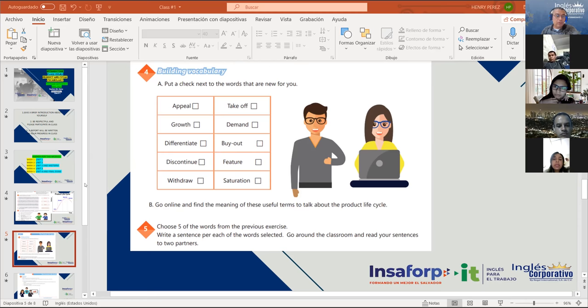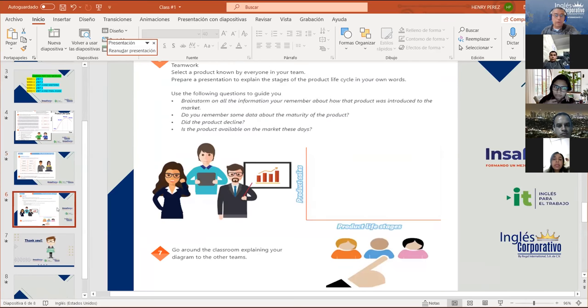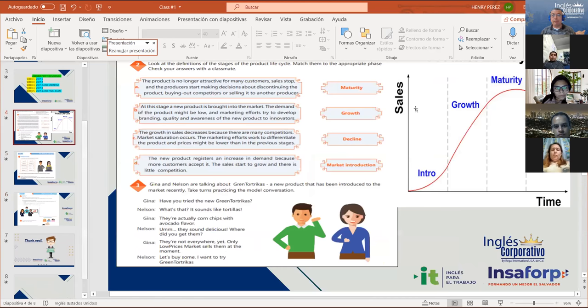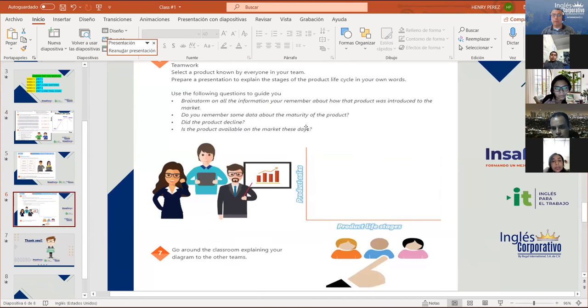And for tomorrow, you are going to create your own product, and do the graph. This graph right here: maturity, growth, intro, and decline. You're going to draw something like this about a product, any product, and that will be for tomorrow. And you're going to do it in a team. It's going to be teamwork, okay?